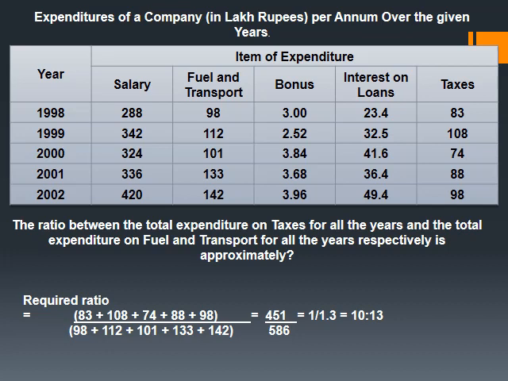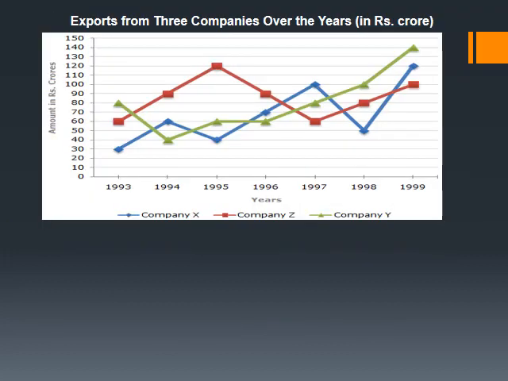Now we will see another type of chart, that is a line chart. Here we got a line chart which is giving the data related to exports from 3 companies over the years, which are the years from 1993 to 1999. That will be 7 years. So 7 years of data. On the y-axis, what is given is the amount in crores of rupees, like 20 crores, 60 crores, whatever it is.